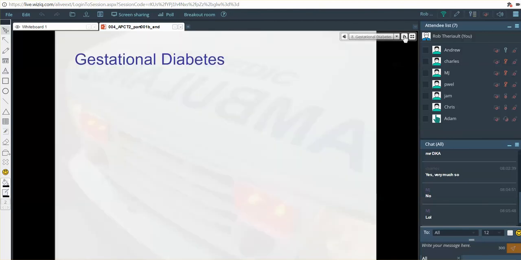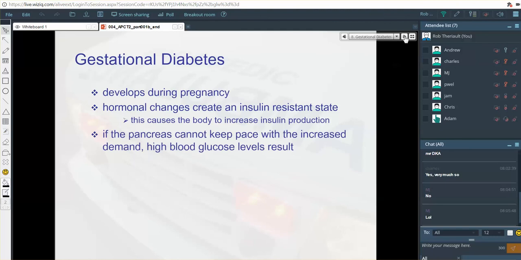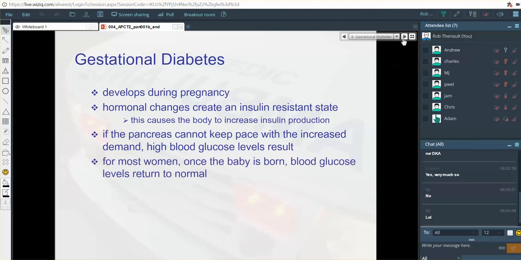Gestational diabetes. So this, as we talked about before, develops during pregnancy, and hormonal changes create insulin resistance, and that causes the body to increase insulin production. And if the pancreas can't keep pace, then high blood glucose results. And for most women, once the baby is born, the gestational diabetes disappears. But there's a higher risk of developing type 2 diabetes in pregnant women who have gestational diabetes. I know that was the case with one of my sisters.